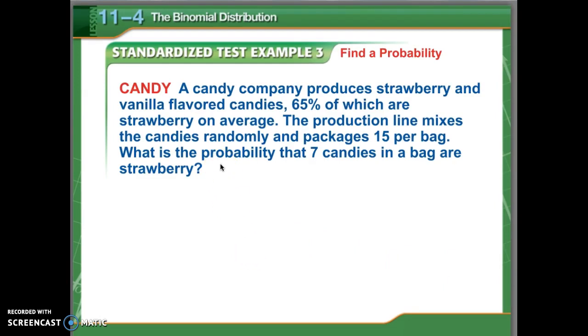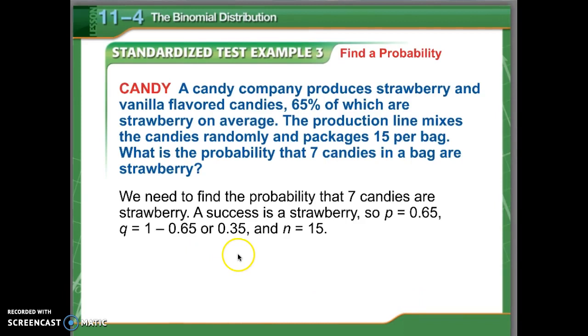So, example 3. A candy company produces strawberry and vanilla flavored candy, 65% of which are strawberry on average. The production line mixes the candies randomly and packages 15 per bag. What's the probability that 7 candies in a bag are strawberry? So, N is 15. We're looking at 7 as our X. Our P is the proportion of successes, which is 0.65, and Q would be 0.35.